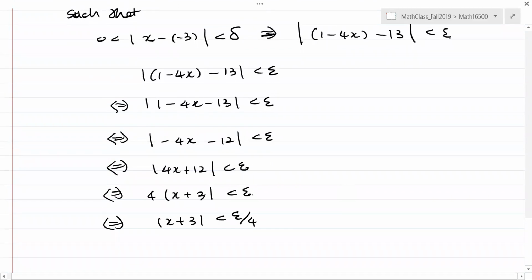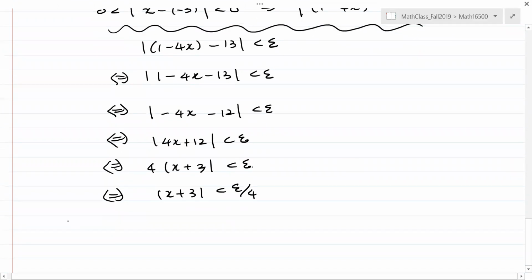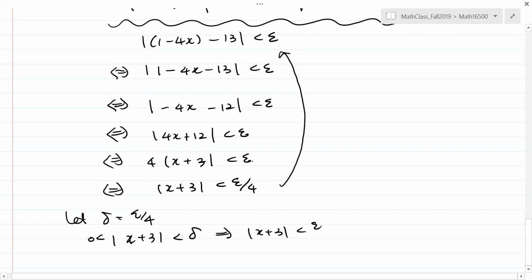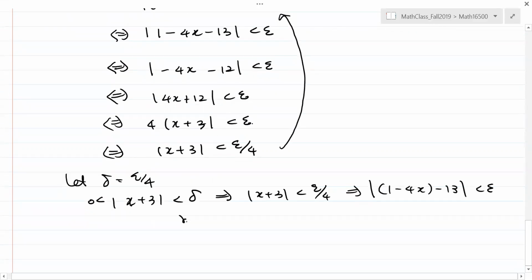So clearly, then you look at what we have to prove, okay? So clearly, you can let delta be epsilon over 4, right? Then you can go back from here all the way to here, okay? From here all the way to here, because if the absolute value of x plus 3 is less than delta, greater than 0, then you have the above inequality holds, right? Then this implies, by the above argument, this. You can say that by the above argument.